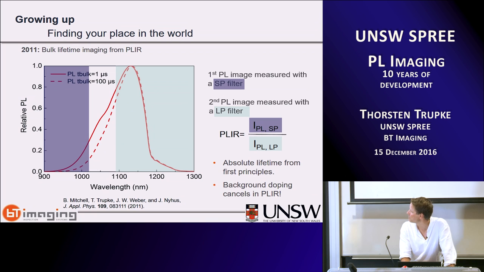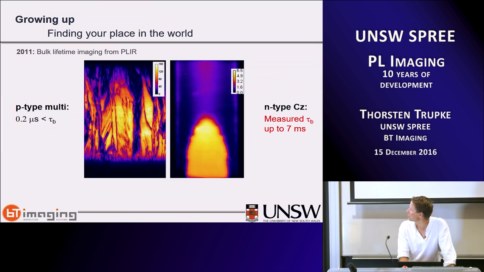This was first shown by Bernard in a paper in 2011, and this is now used in one of our commercial systems as well. So here you see a bulk lifetime image on a multicrystalline brick on the left-hand side. You can see the scale here is from 0 to 150 microseconds. So the best regions in this brick have about 150 microsecond bulk lifetime. But we're also able to measure much higher lifetimes, up to 6.5 milliseconds in this CZ ingot. And in the meantime, Daniel recently showed that up to 20 millisecond lifetime can reliably be measured using this technique. So this is quite an important quality control technique for early material characterization.